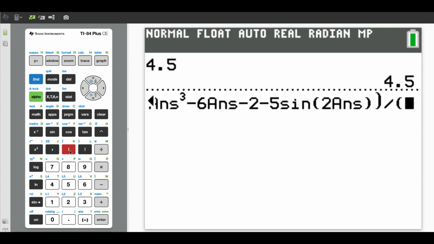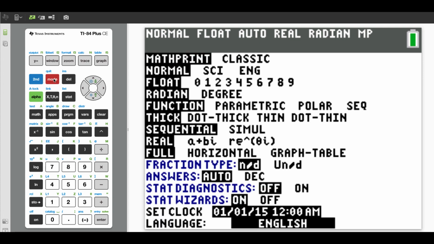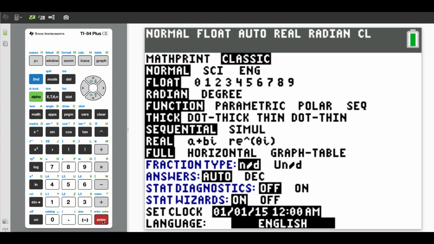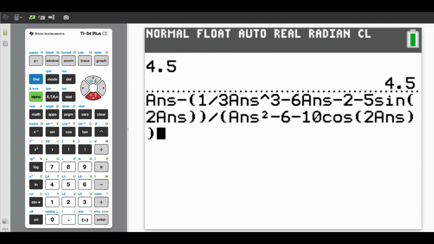I'm going to go to mode. And up top, it can be changed to classic, which is a nice way of saying old school. Let's do that. Okay, you can see that classic mode enables me to see the entire equation, which I really appreciate in case there's any mistakes in there. I don't have to go searching for them.